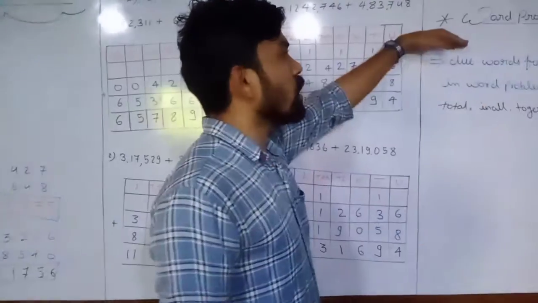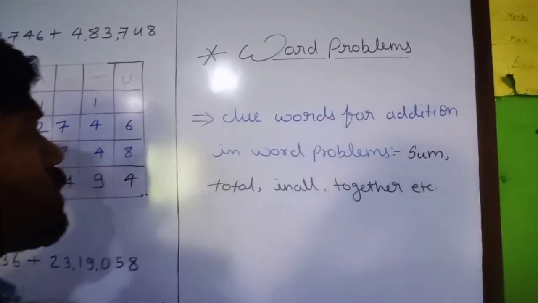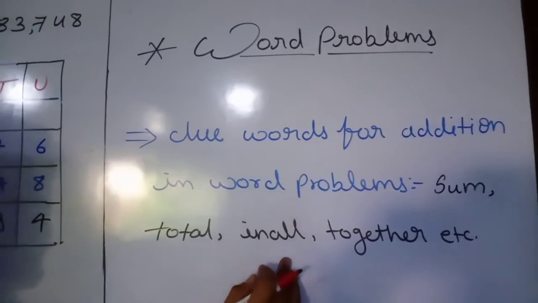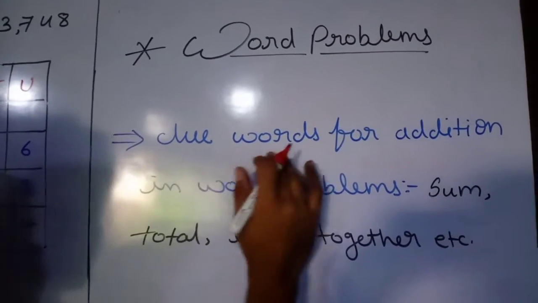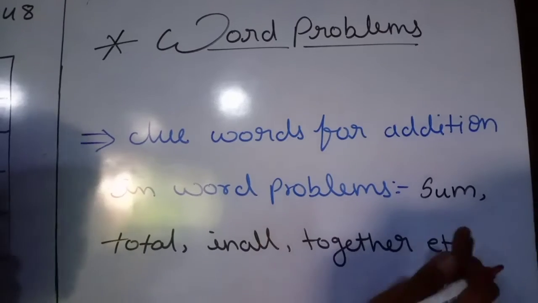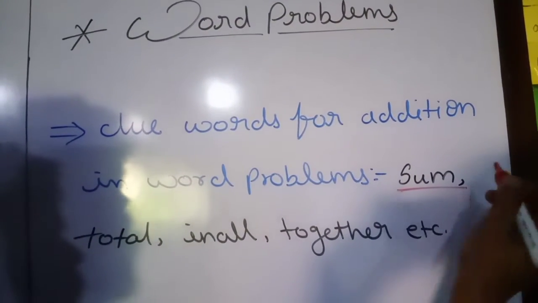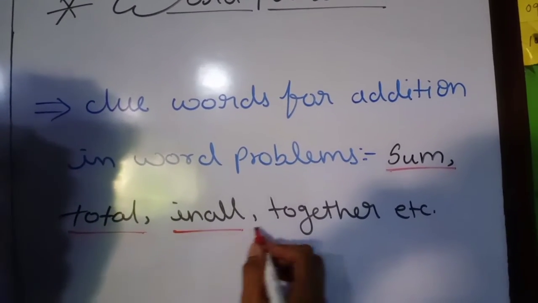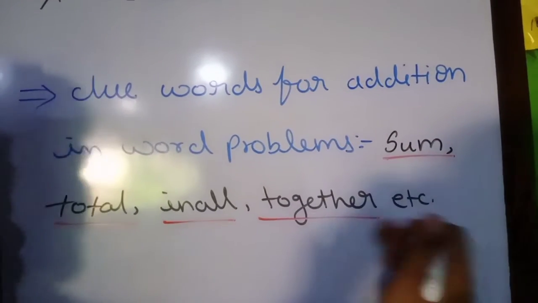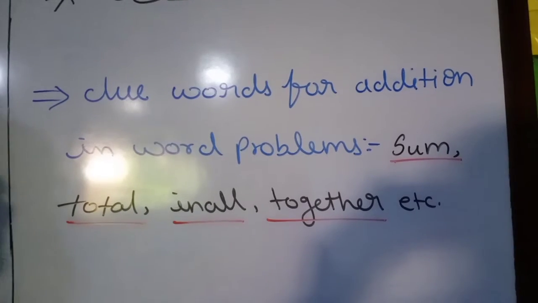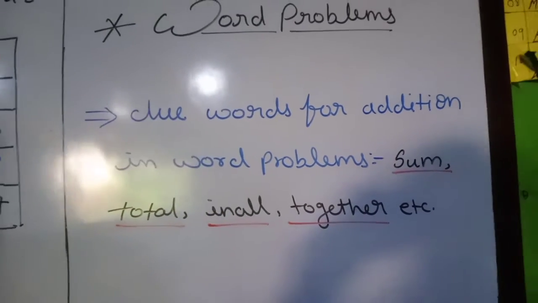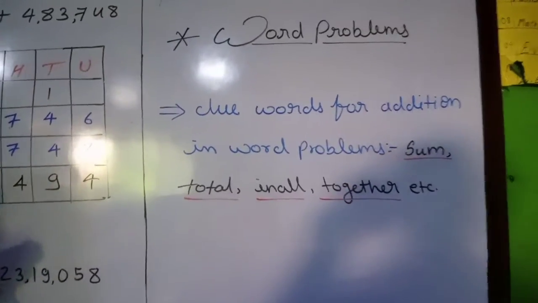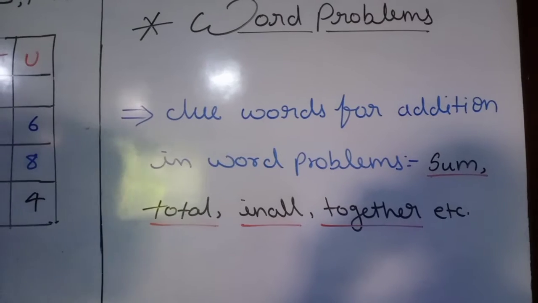Now move ahead to the word problems. What do we have to do whenever we get a word problem? I have written a few clue words for addition in word problems, like sum. If in the word problem we get words like sum, total, in all, together, and so on, we come to know we are going to do addition sums. We can understand that this question is based on addition.